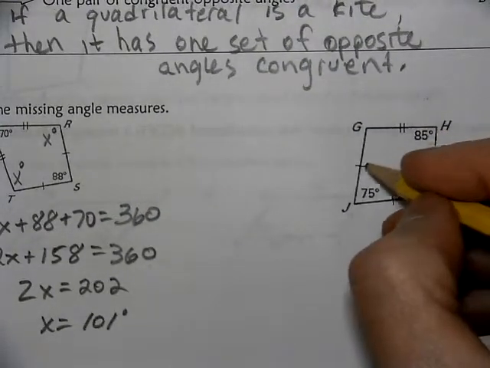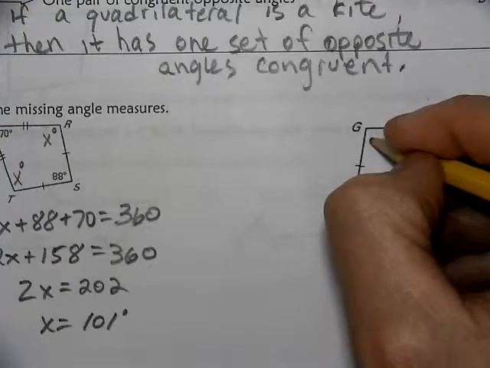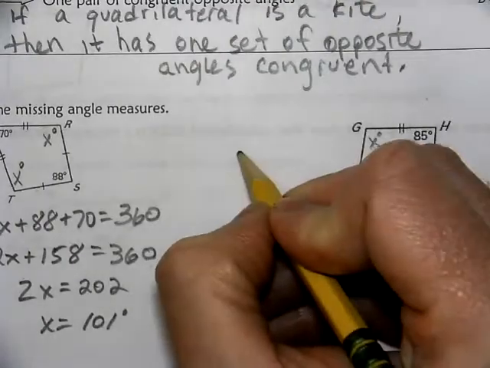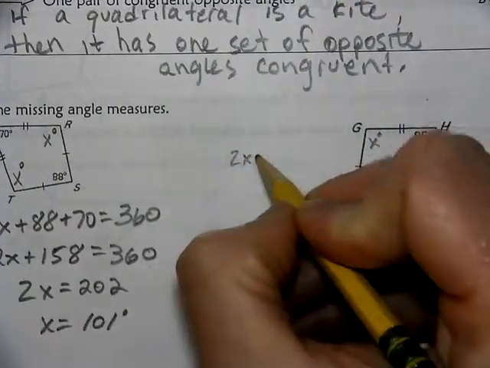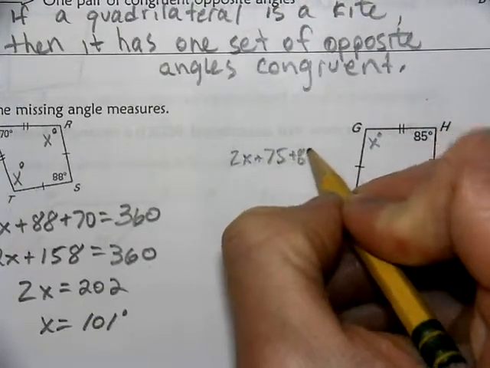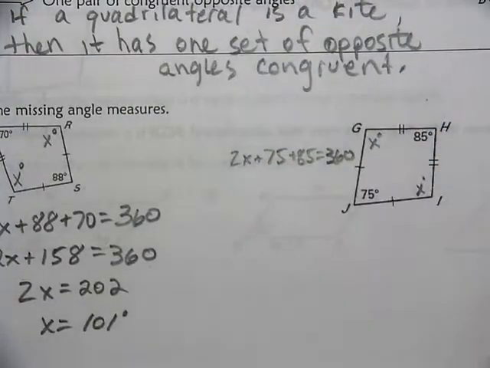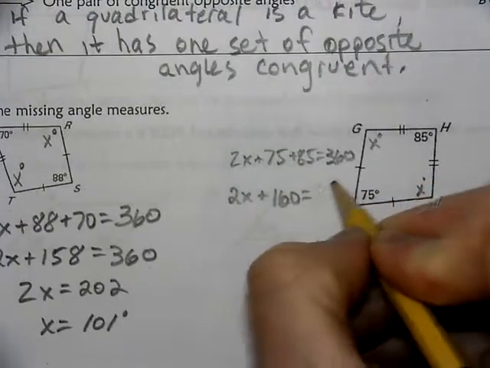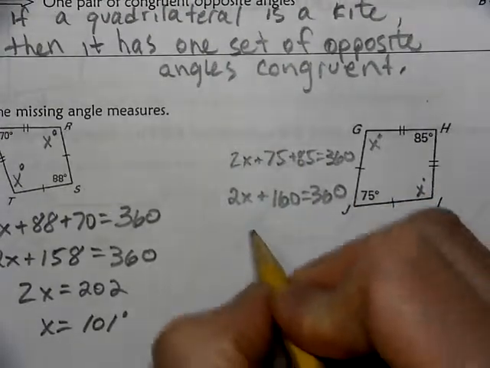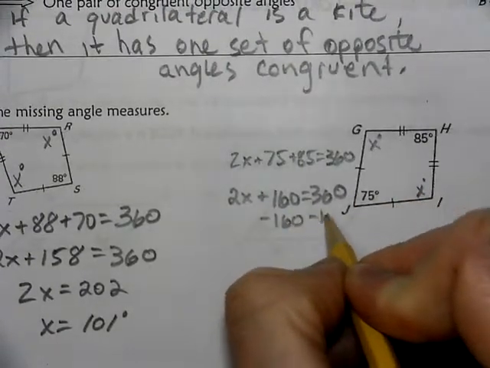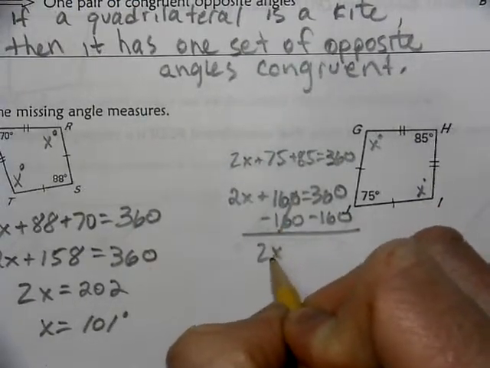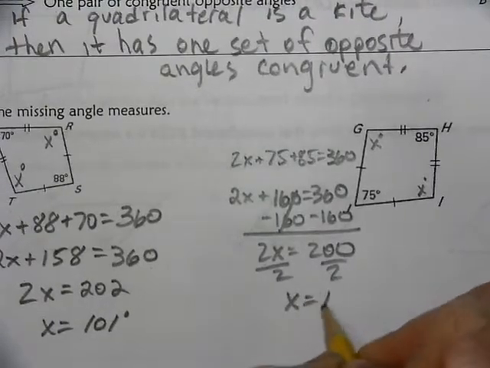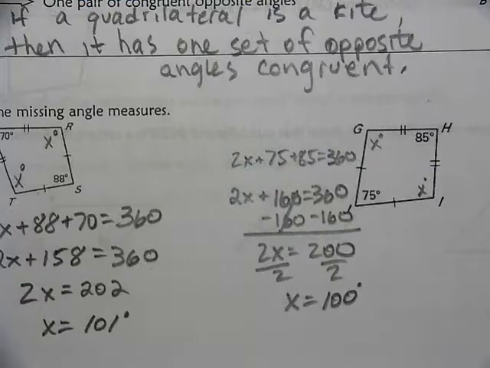On this picture, again, between the 1 tick mark and the 2 tick mark, we know that those are the angles that have to be exactly the same. So in this case, we're going to get 2x, our 75 and our 85 that add up to equal 360. So that's 2x that adds up to be 160. By subtracting the 160 to the other side, we get 200, and by dividing by 2, we know both of those angles are going to come out to be 100.